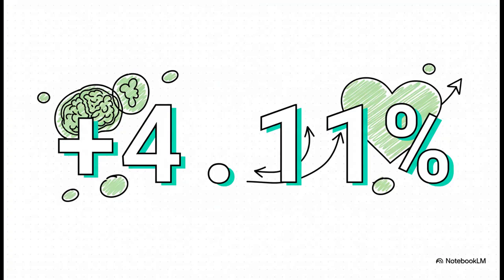Using a standard measurement called the DICE score, this new model is up to 4.11% more accurate. Now, I know what you're thinking. 4%? That's it? But in the world of medical diagnosis, a 4% jump in precision is massive. That's a huge leap that can make a real difference for patients.